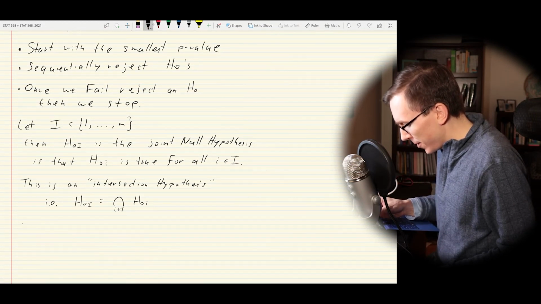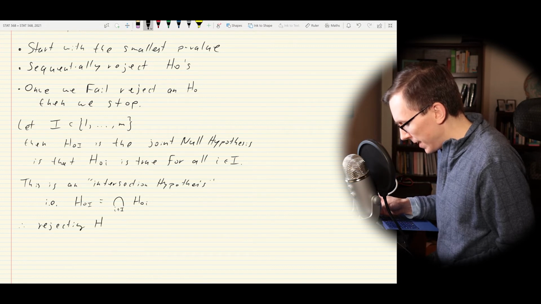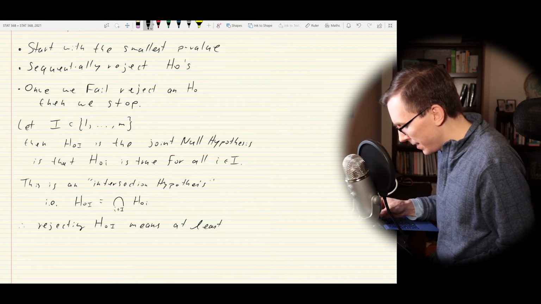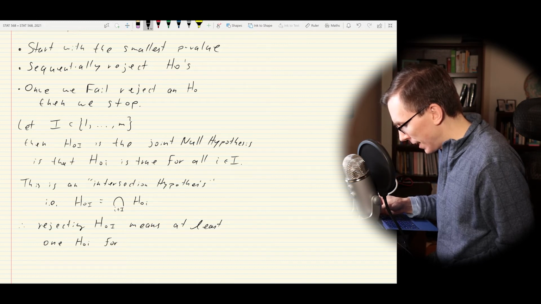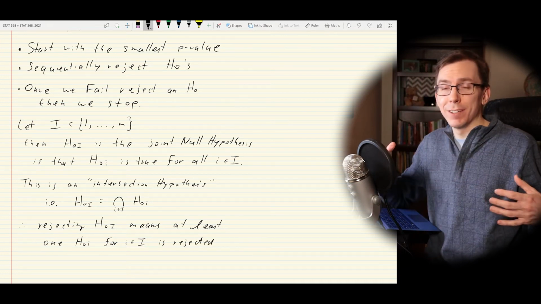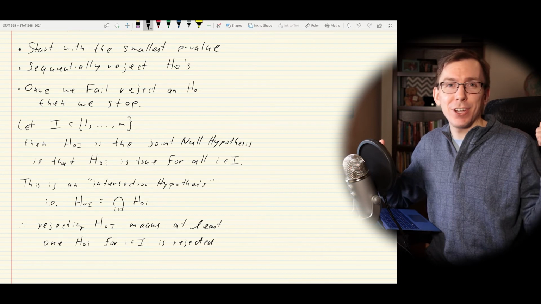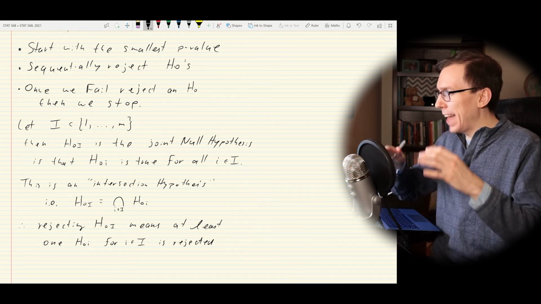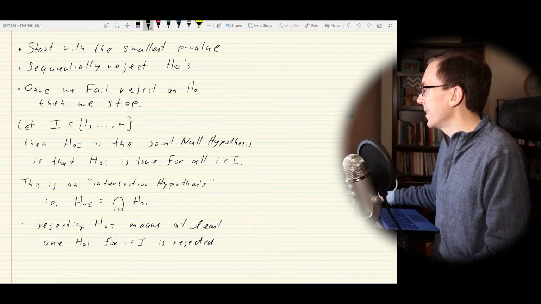I'll say, therefore, rejecting H naught capital I means at least one H naught little i for little i in capital I is rejected. It doesn't mean we have to reject all of them, right? It just means we have to reject at least one of the constituent null hypotheses, and then the joint null is rejected.